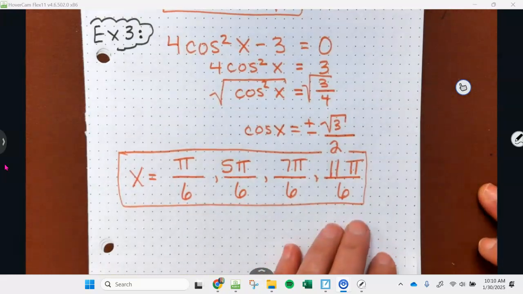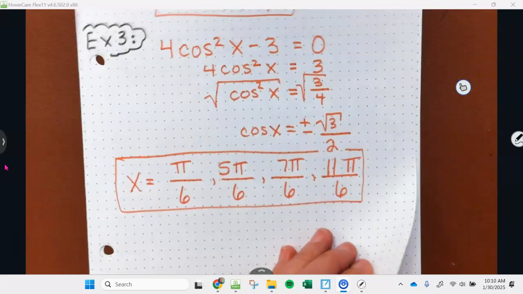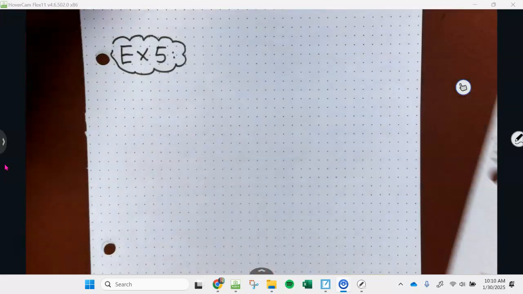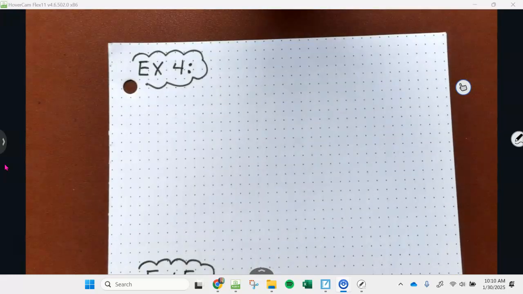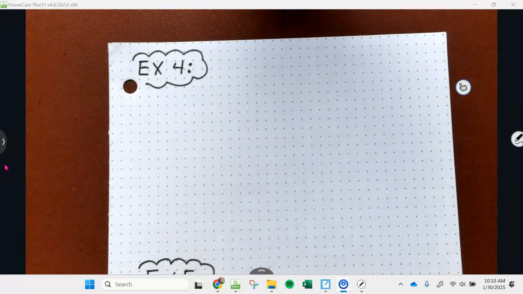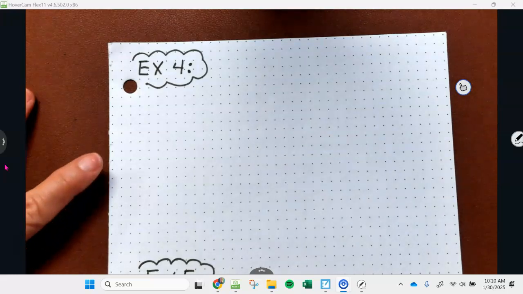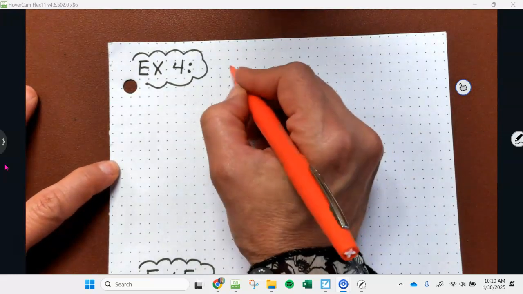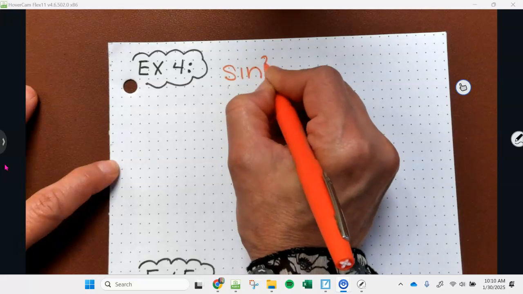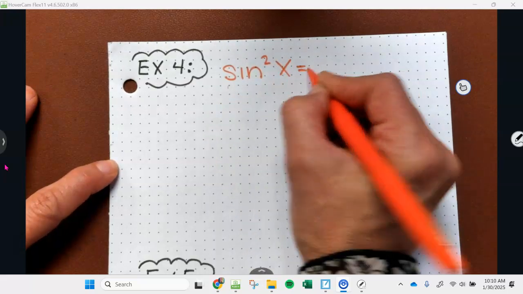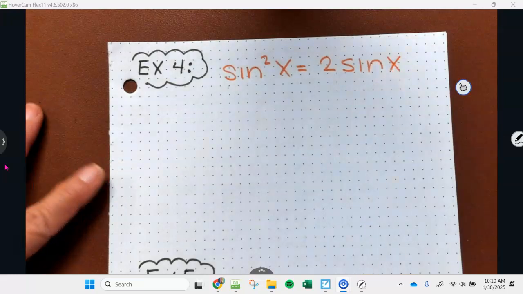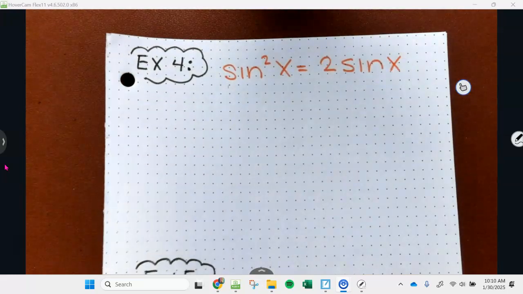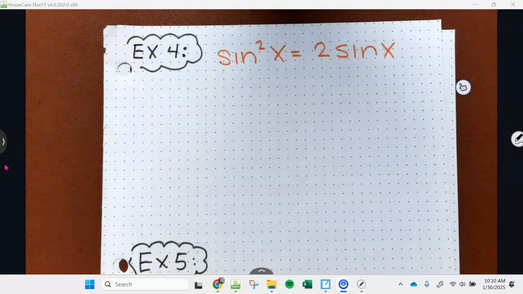Okay. We're on example 4. We're almost halfway done. Super fast. Okay, so for example 4, please write down sine squared x equals 2 sine x. Sine squared x equals 2 sine x.